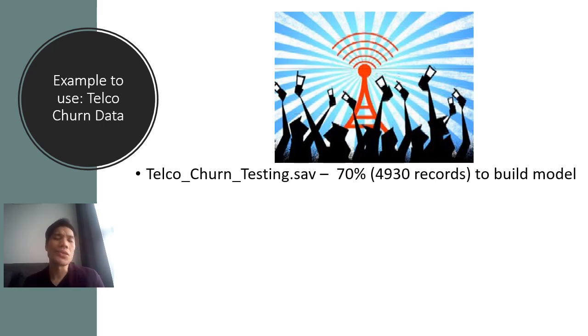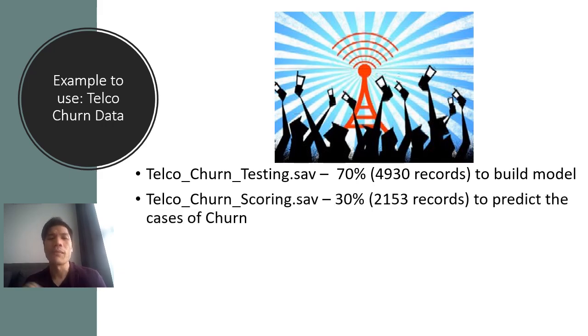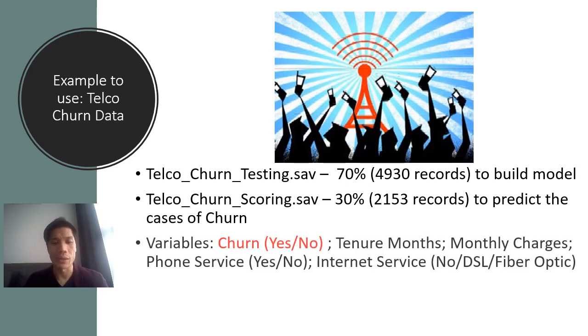Let me explain a little bit about this data set. It actually has 7,000-over records, and I've split it into two. One is called the testing, which is about 70% of the records, 4,930 records, and the other is the scoring, which is about 30%, 2,153. I'm going to take the model built from the testing and score it on the scoring data set without the cases of churn. That means there's no DV in the scoring.